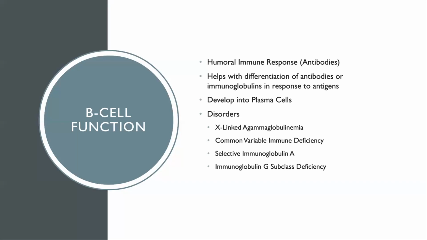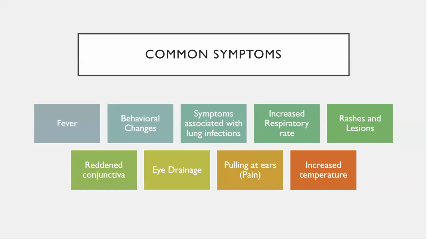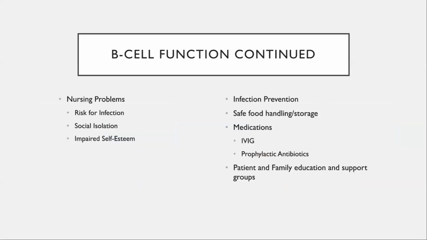agammaglobulinemia, common variable immune deficiency, selective immunoglobulin A, and immunoglobulin G subclass deficiency. Common symptoms of B-cell deficiencies include fever, behavioral changes, symptoms associated with lung infections, increased respiratory rate, rashes and lesions, reddened conjunctiva, eye drainage, pulling at the ears indicating that there's ear pain, and increased temperature.